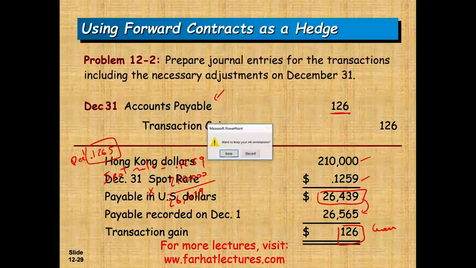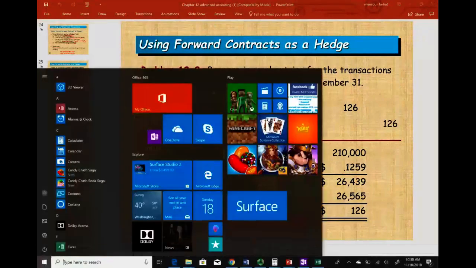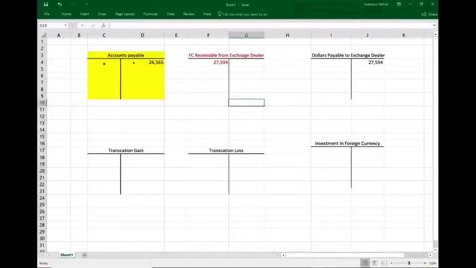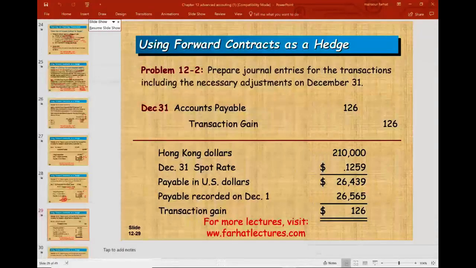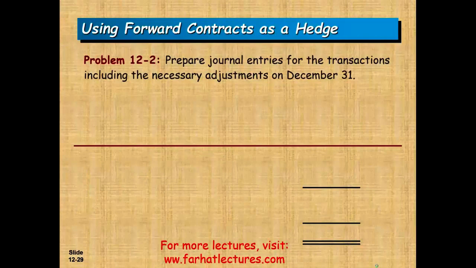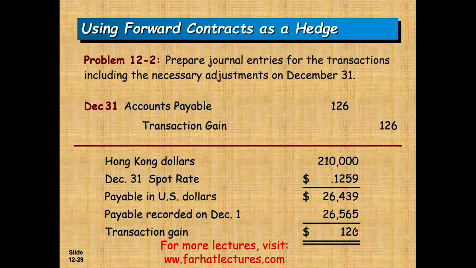So let me go ahead and update my books. Let me show you what's going to happen. For my payable, I debit the payable 126. Now my payable, equal to 26,565 minus the debit, equals 26,439. And I credit a gain of 126. So that's good news. Basically, the spot rate worked in my favor. Why? Because the rate went down. As a result, I have less of a liability, less of a liability of 126.